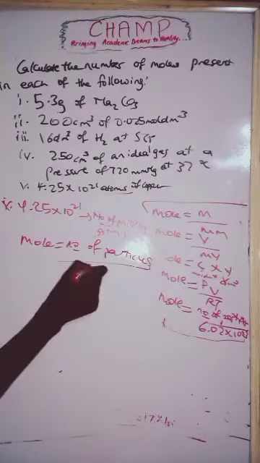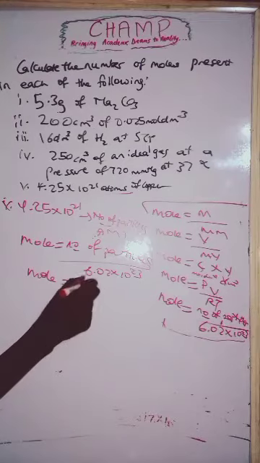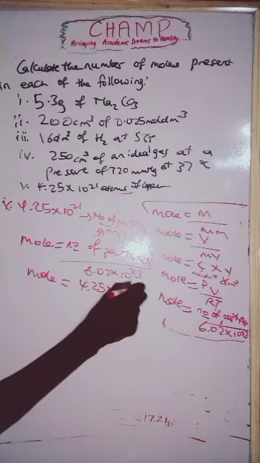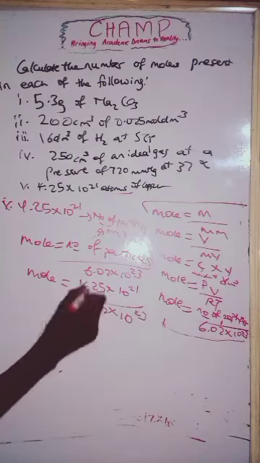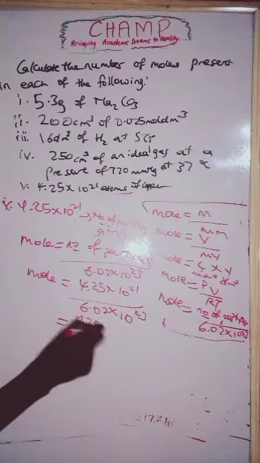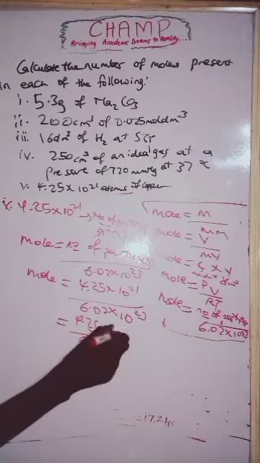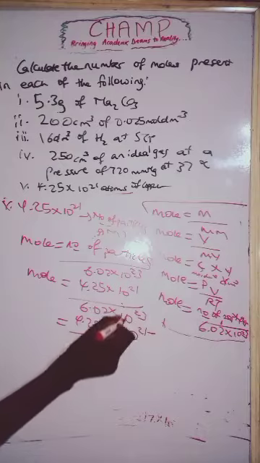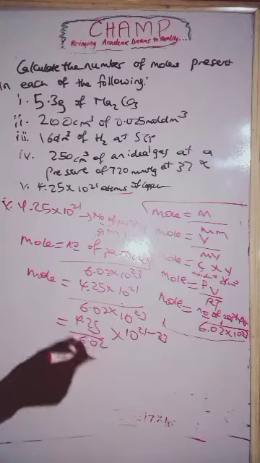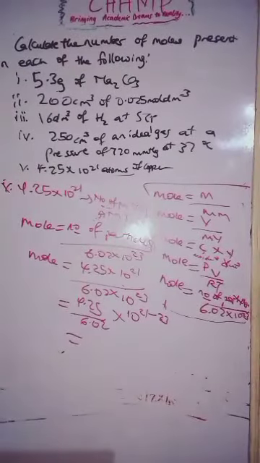Your mole is equal to number of particles, that's 4.25 times 10 raised to power 21 all over 6.02 times 10 raised to power 23. So you are going to have 4.25 over 6.02 times 10 raised to power 21. Division will change to minus. Don't mind me, you can press it straight on your calculator. So yes, let me do mine here.